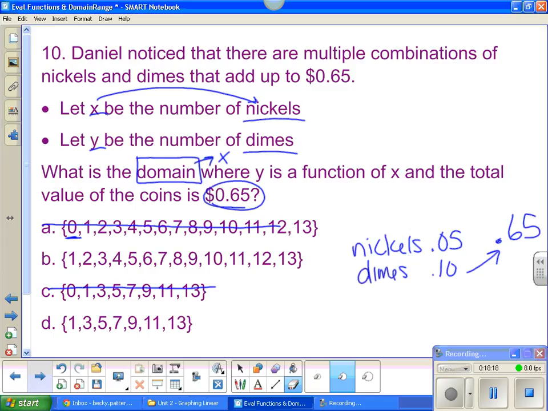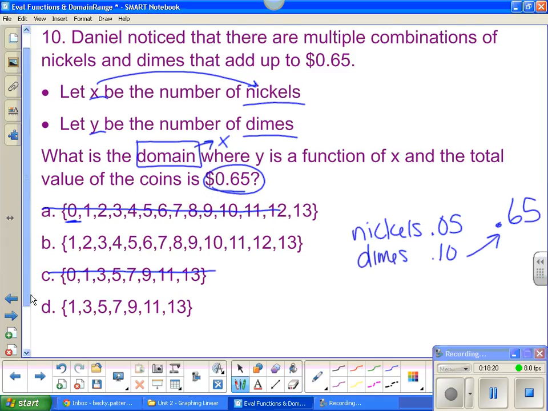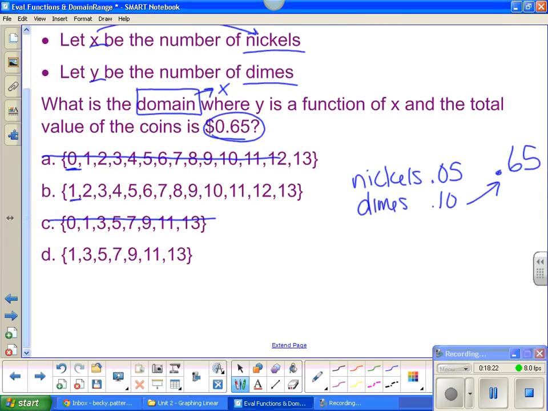So now let's look at B. B has a 1 and so does D. So 1's got to work, but I'm just going to talk you through it. If I have 1 nickel, then that's 5 cents. If I have 5 cents, how much of the 65 cents is left? And the answer is 60 cents. Can I hit 60 cents if I have the rest dimes? And the answer is yes. So I can have 1. All right, let's try the 2.